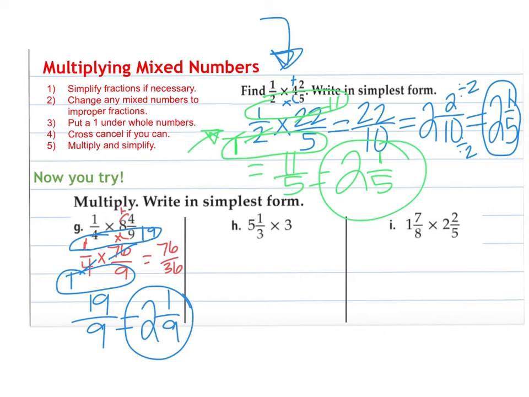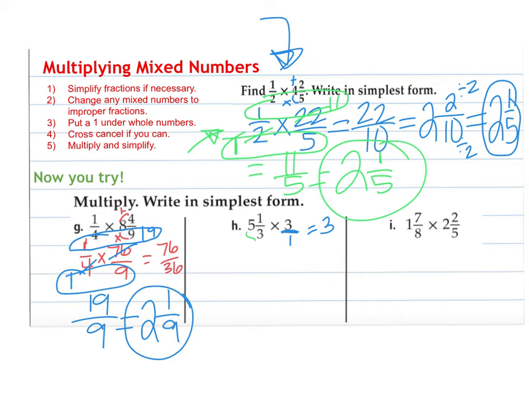5 and 1/3 times 3. If I have a whole number, I need to put a 1 over it to make it a fraction. 3 over 1 is the same as 3 divided by 1, because this fraction bar really means division. 3 divided by 1 is 3. So we know that that's the same exact thing, except that it's giving me a fraction to be able to multiply by when I get to that step.